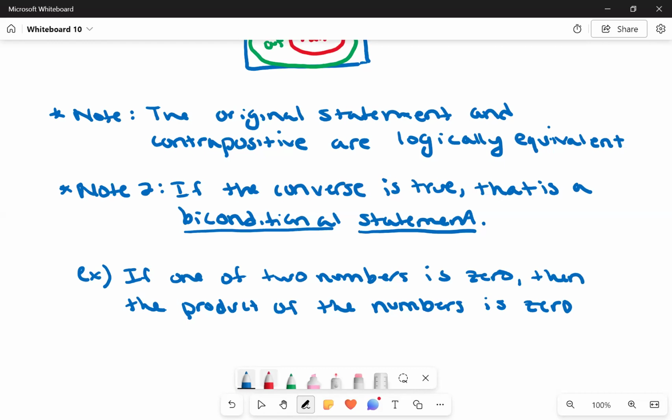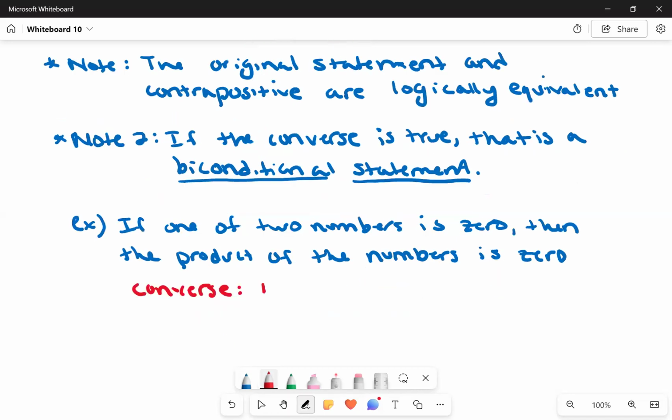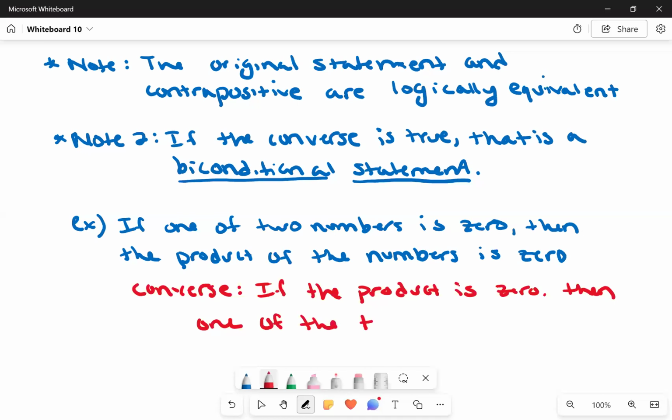is to swap the order with which we write it in. Let me write this in red. So the converse would be if the product of the numbers is 0, then one of the numbers is 0. And there you go. That statement is true also. Knowing that you had a product of 0 pop out, one of the numbers had to be 0 for that to happen. Okay, so the converse is true.